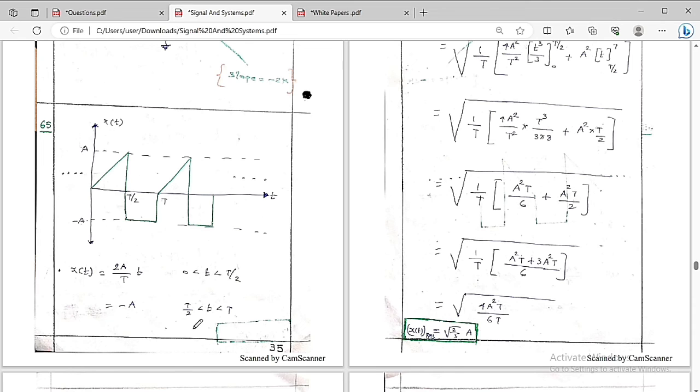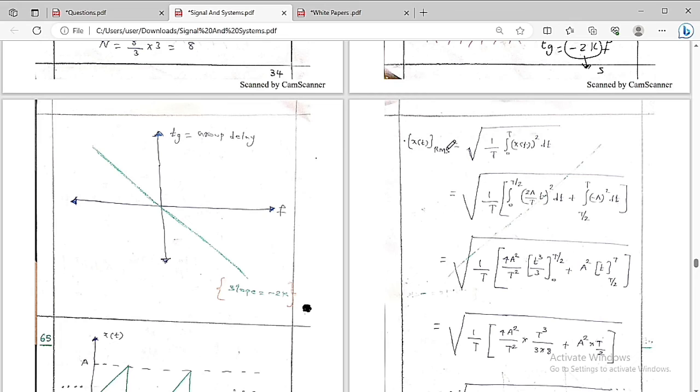And for t from T by 2 to T, the value of x of t is equal to minus A. So we have two expressions, right? x of t is equal to 2A by capital T into t for t from 0 to T by 2, and from T by 2 to T its value is equal to minus A. So for the signal, we have to find the RMS value.